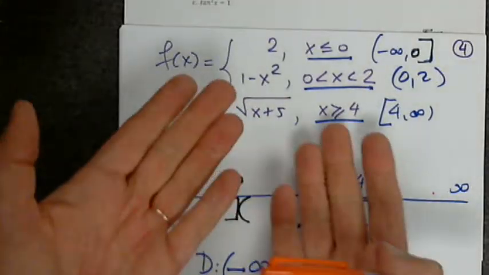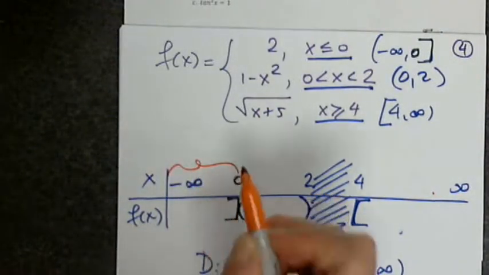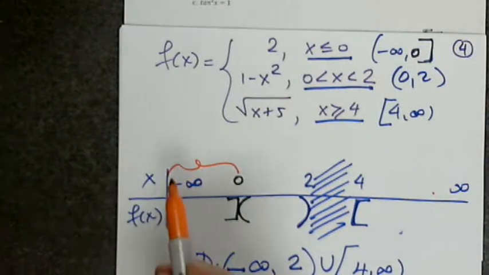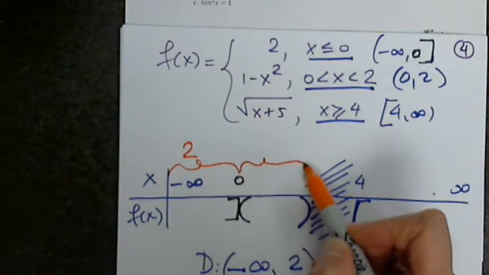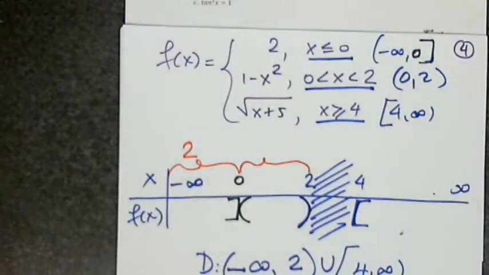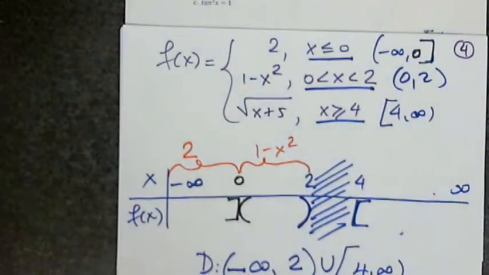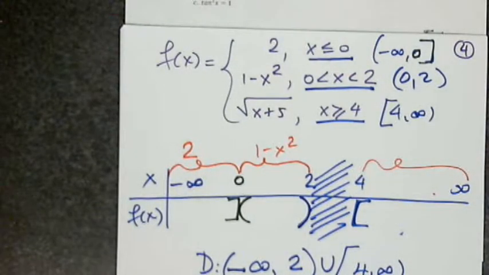Although I have the function right here in front of me, I would like you to tell me which piece I will use between -infinity and 0. 2. Excellent. Which piece will I use between 0 and 2? I know it's right there, but I want to write it again, to make sure I understand what I'm doing. 1 minus x squared. And now which piece or which function will I be using for values of x between 4 and infinity?